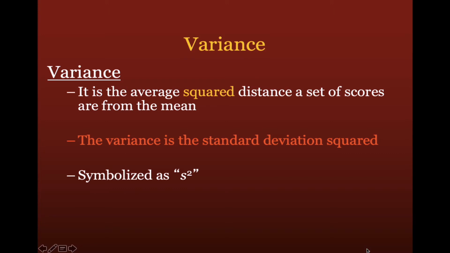Now, variance is the average squared distance our scores are from the mean. Now remember, we had to square all of our values to get rid of the negative signs. So this variance is the average squared distance our scores are from the mean. The problem with variance is that we've squared it, so now we're in a different unit of measurement, so it's not necessarily that helpful anymore. But I want you to recognize that variance is the standard deviation squared. And variance, the symbol is s squared.